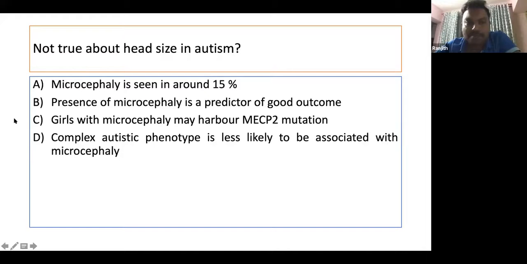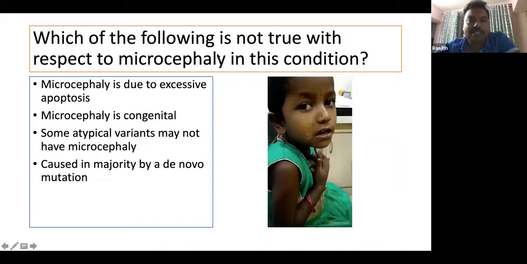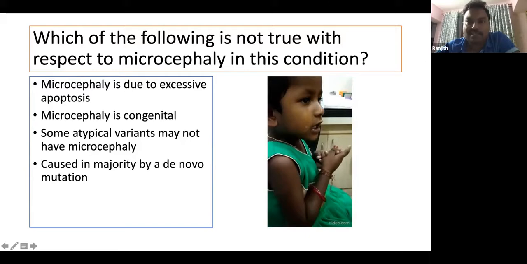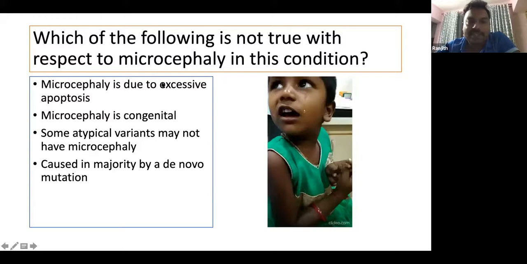Which of the following is not true with respect to microcephaly in this condition? This is the hand-wringing movement, which sir has clearly shown in his talk. So this is Rett syndrome. Microcephaly is due to excessive apoptosis, that's true. Some atypical variants may not have microcephaly, that's true. Caused in majority by a de novo mutation. So microcephaly in Rett is not congenital. It is acquired. So answer is option B.